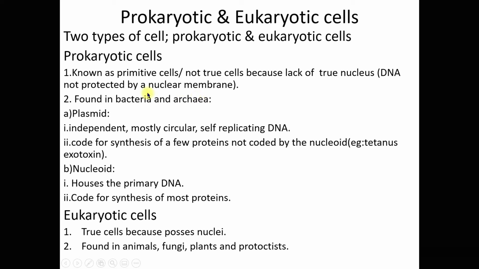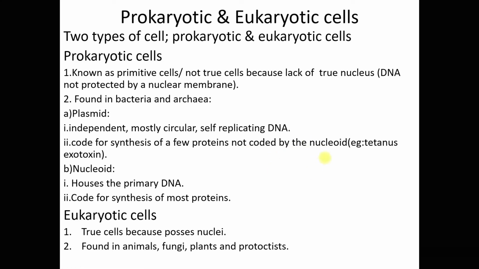Now in a prokaryotic cell, they have two major components, the plasmid and the nucleoid. Now the plasmid is an independent, mostly circular, self-replicating DNA. That is the plasmid. And this plasmid codes for synthesis of a few proteins not coded by the nucleoid.